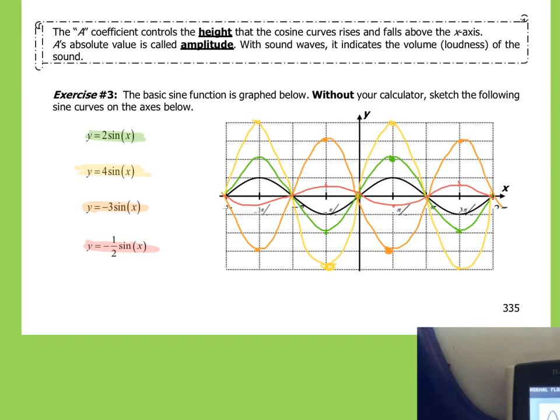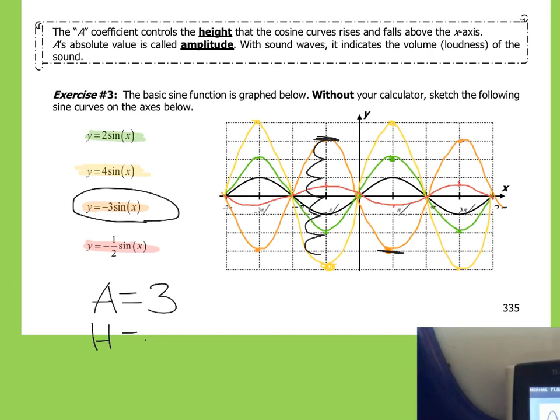So let's talk about the orange one. What is my amplitude there? It's 3, right? It's how far I'm going from the middle. So then what is my height? My height is going from top to bottom. Well, how far is that? 1, 2, 3, 4, 5, 6, or double the amplitude.